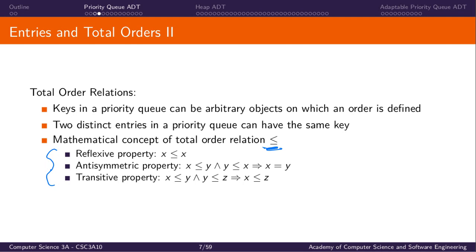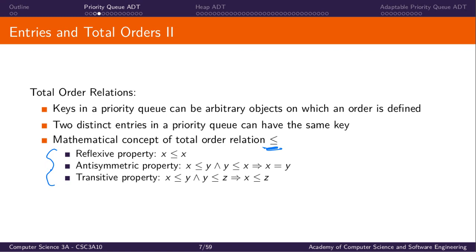Antisymmetry, which says that if x is less than or equal to y and y is also less than or equal to x, then x and y have to be equal. That you can't have that one is both less than and greater than the other. All right, so if we're talking about the order in which siblings are born, you can't be older than and younger than another sibling.